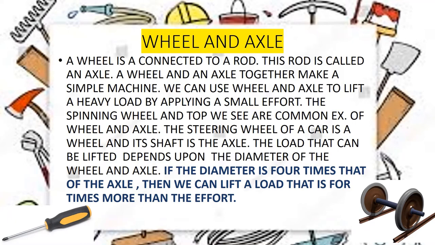The load that can be lifted depends upon the diameter of the wheel and axle. If the diameter of the wheel is 4 times that of the axle, then we can lift a load that is 4 times more than the effort.